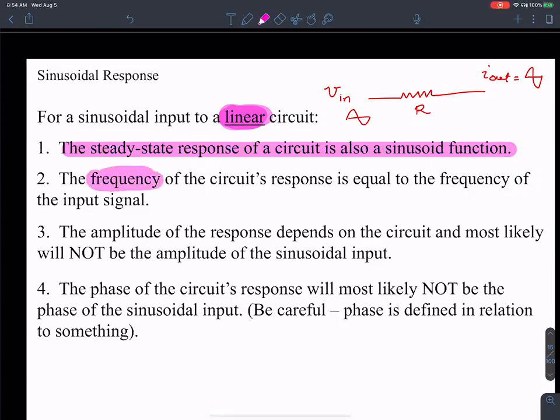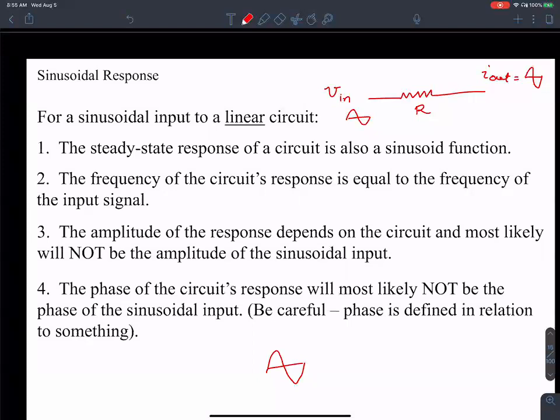Also, the frequency of the input and the frequency of the output are exactly the same. So if you were to look at the frequency of this sine wave and the frequency of this sine wave here, they are going to be exactly the same. Linear circuits do not change the frequency of the input signal. Well, what changes though is the amplitude. Let's say that's your input. The output is going to be the exact same frequency. However, the amplitude could be different.